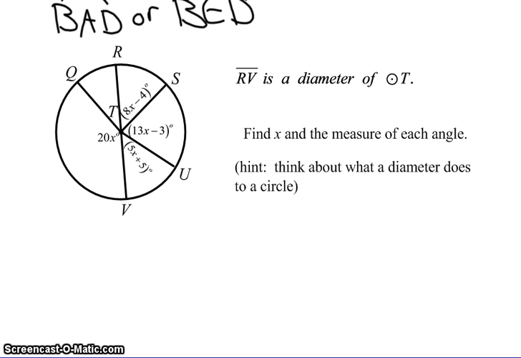Let's look at our next example problem. This problem refers to the fact that a circle adds up to 360 degrees and the fact that a semicircle adds up to 180 degrees. Notice that RV was a diameter, which meant each side of the circle was 180 degrees.